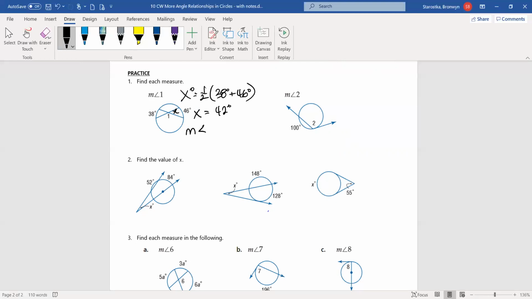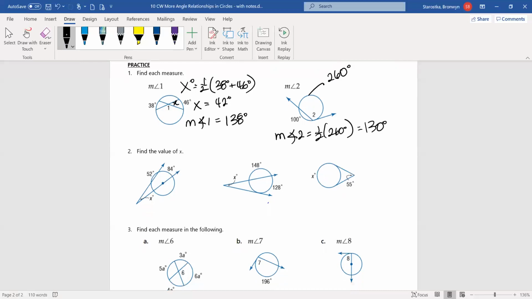And the measure of angle 1 is 180 minus 42. We're going to call that 138. Well, let's see, we need to find the measure of angle 2. Well, I see where the 100 is. This is 260 degrees. So the measure of angle 2 is half of 260 degrees, or 130 degrees. That's our new theorem.